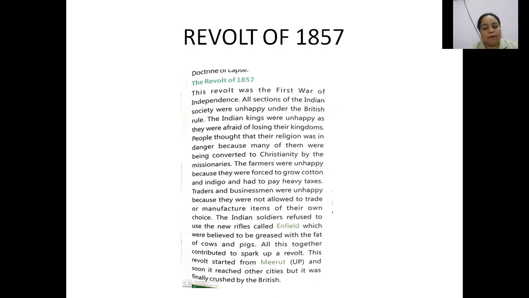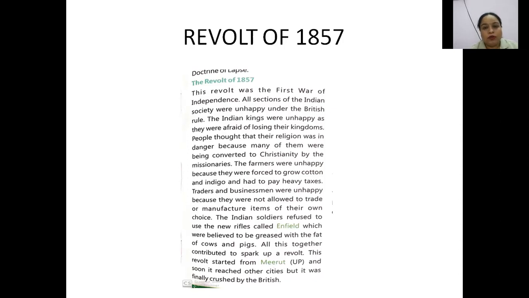The farmers were unhappy because they were forced to grow cotton and indigo and had to pay heavy taxes. They were forced by whom? By the Britishers. Forced to grow what? Cotton and indigo, and they had to sell all these things to the Britishers. Means if they wanted to grow wheat or rice, no. They only had to grow what the Britishers wanted them to grow.